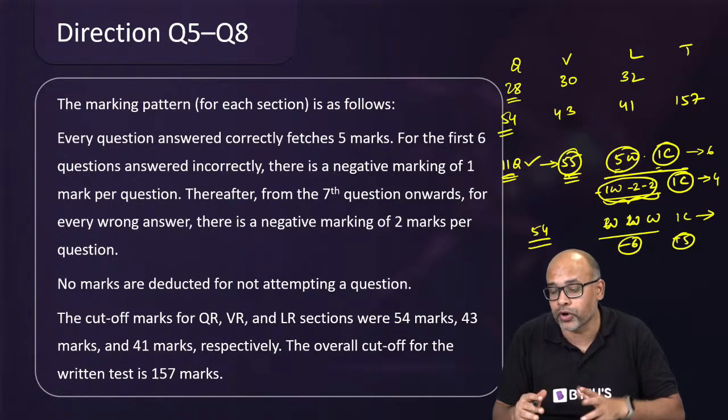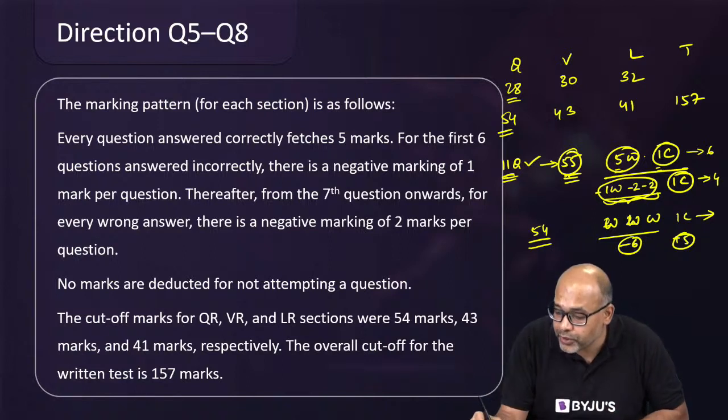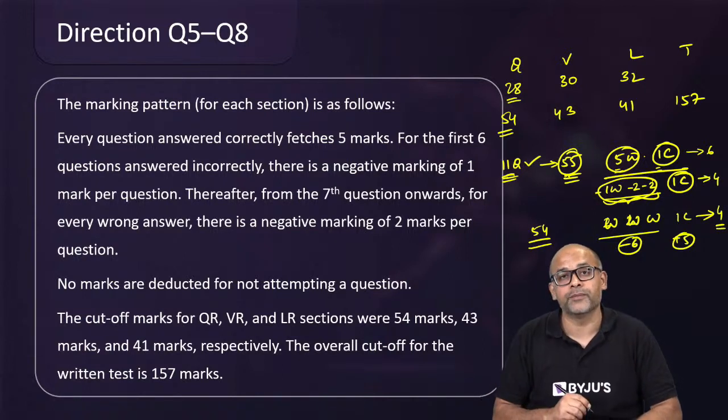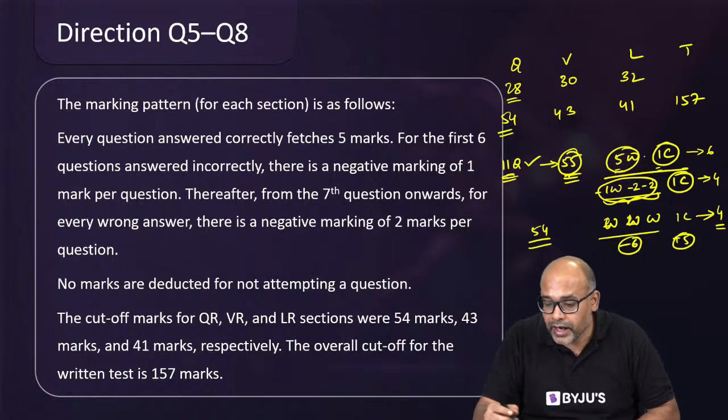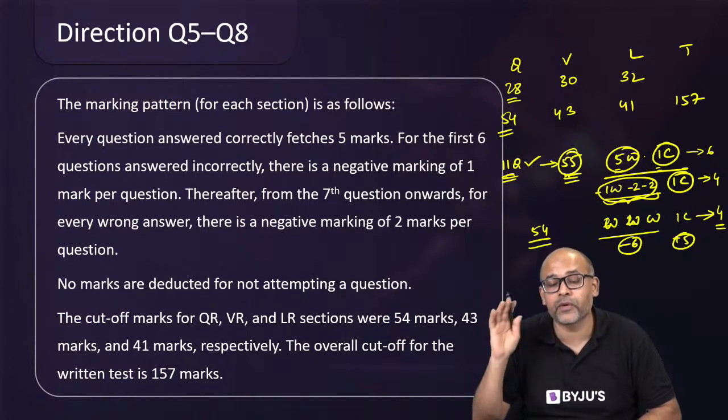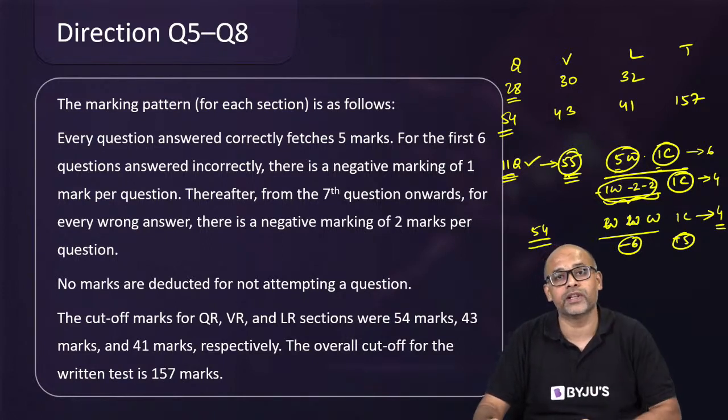So the total is 54. How many questions did I use up? I used up another 4 questions here. So totally 21 plus 4, 25 questions are gone. I have 3 more questions left. What should I do with the 3 questions?